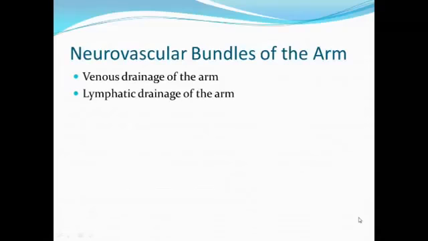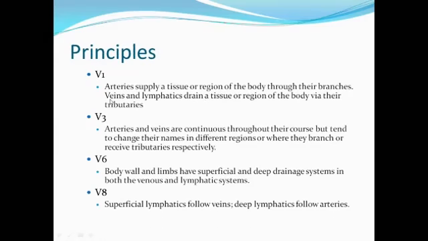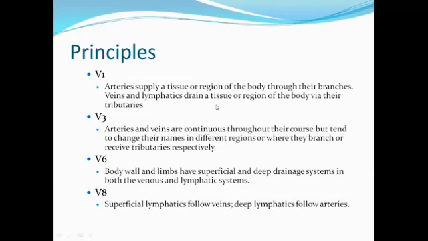In this video, we'll continue to discuss neurovascular bundles of the arm. In this instance, we will look at the venous and lymphatic drainage of the arm. Some relevant principles. V1, arteries supply a tissue or region of the body through their branches, and veins and lymphatics drain a tissue or region via their tributaries.